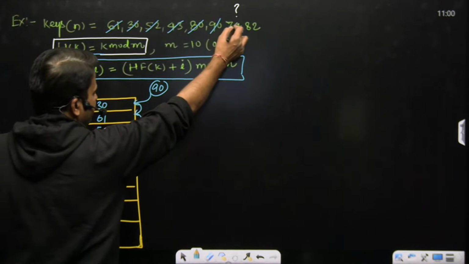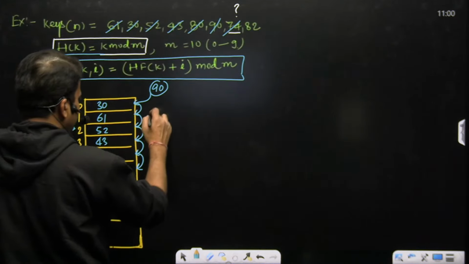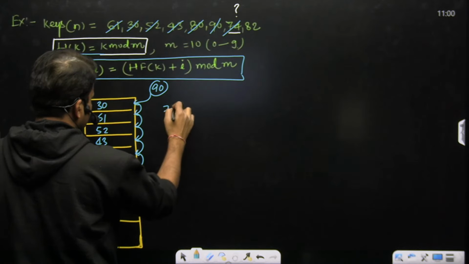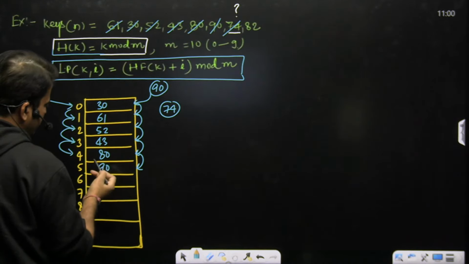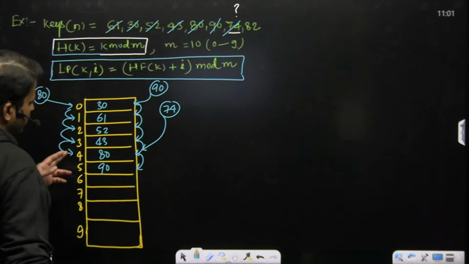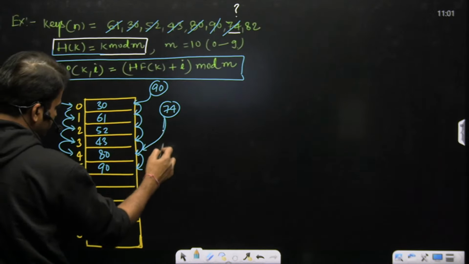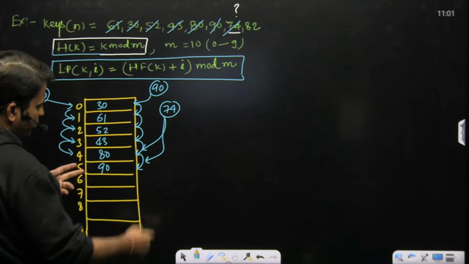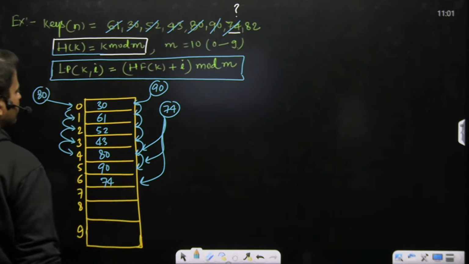Now 74. First of all, 74 generates hash index 4, but this is already occupied. So linearly I am checking for an empty slot. This is already occupied, and I am storing 74 in this position.